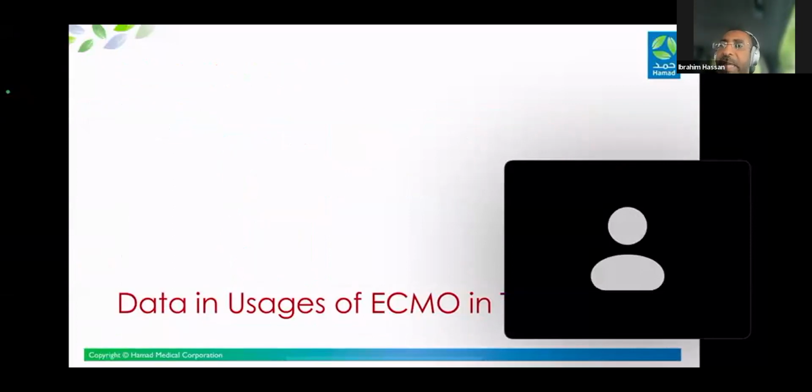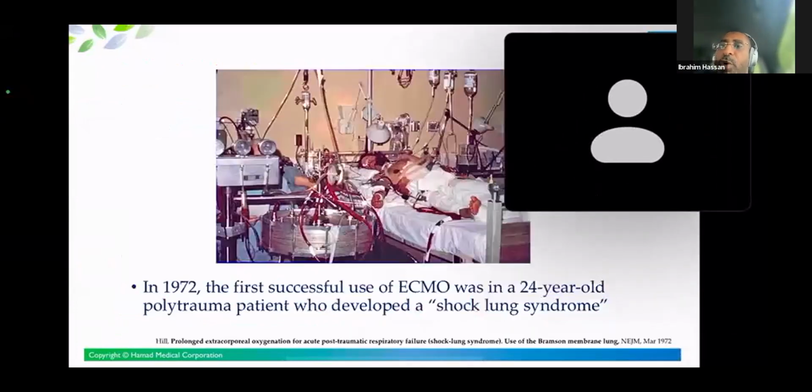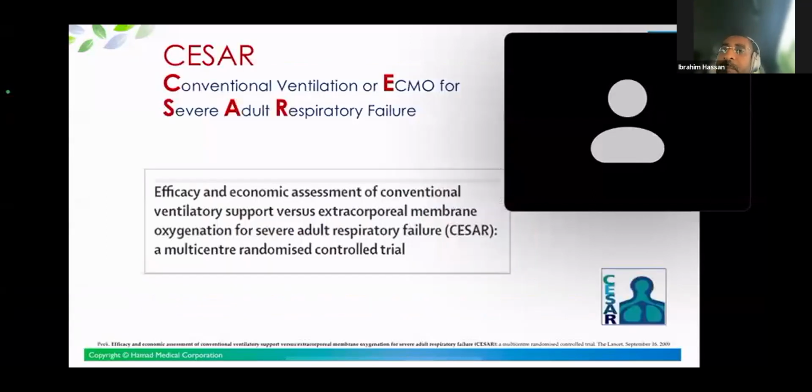So what are the data in use of ECMO in a trauma patient? Believe it or not, the first case in adult was in 1972, and it was actually done on a 24-year-old with polytrauma. And you can see the old technology, but despite all of that, this patient survived, and this gives a hope for the ECMO community in adult, but also in the trauma setting, because that was actually a severe polytrauma who had a contraindication to anticoagulation, but he survived.